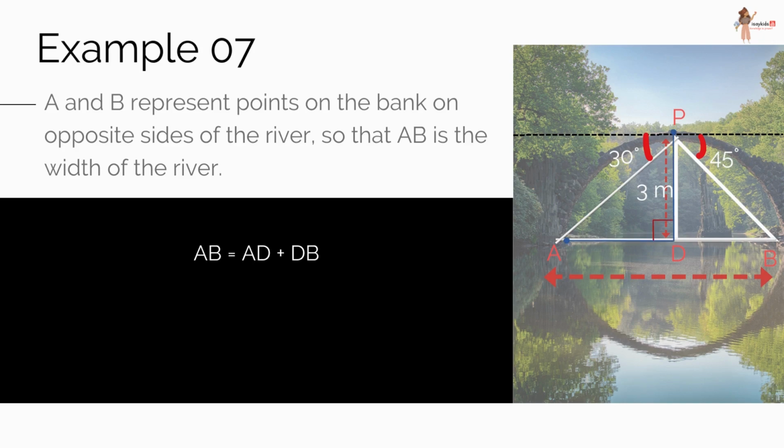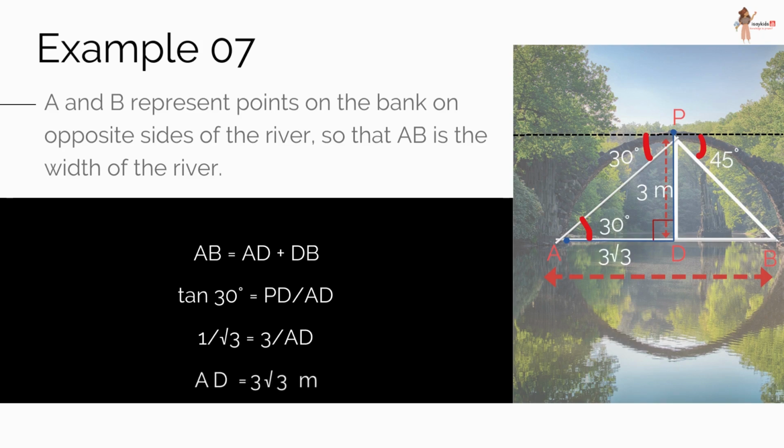In right triangle APD, angle A is equal to 30 degrees. So, tan 30 degree is equal to PD upon AD. Or we can say 1 by root 3 is equal to 3 upon AD. That is, AD is equal to 3 root 3 meters.